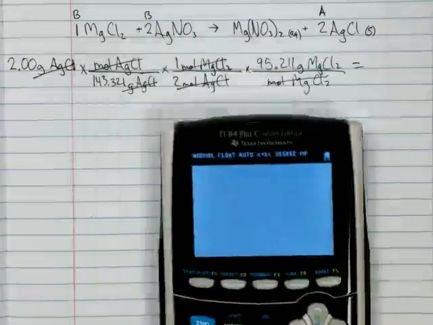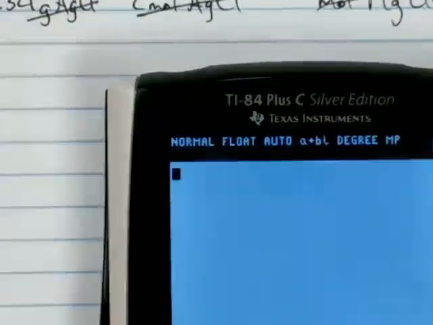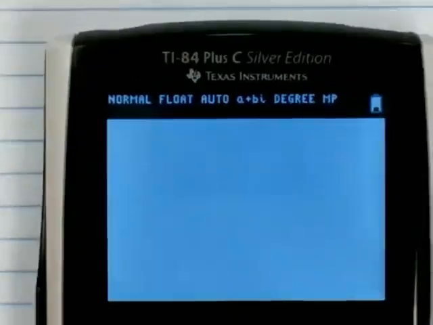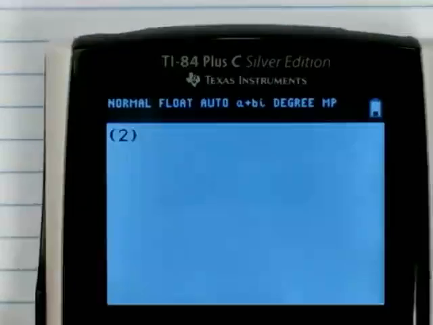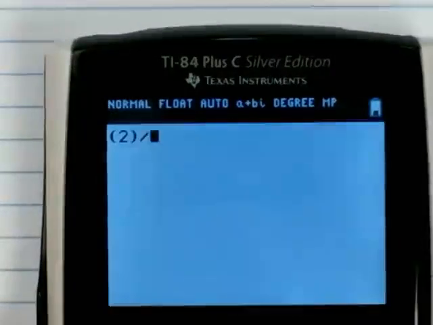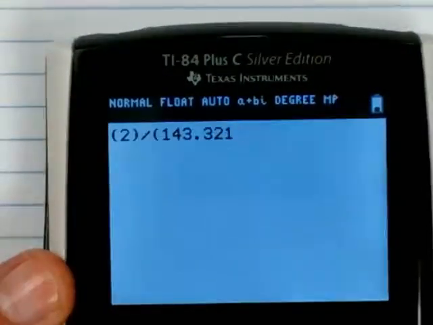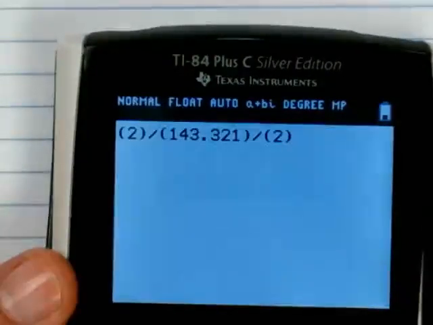We just need to punch it in. So who gets stuck on plugging it in the calculator? Good. So when we plug it in, are we going to multiply or divide by 143? Divide, because it's on the bottom. And then are we going to multiply or divide by 2? Divide because it's on the bottom. And then are we going to multiply or divide by 95.211? Yeah, we're going to multiply.